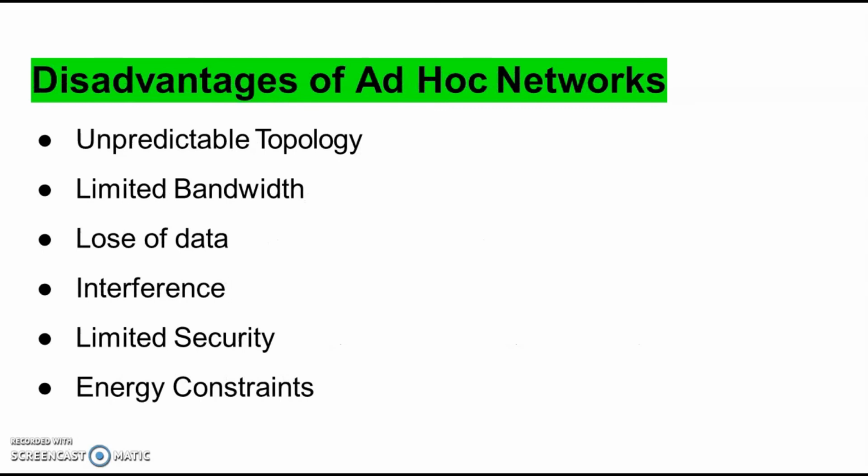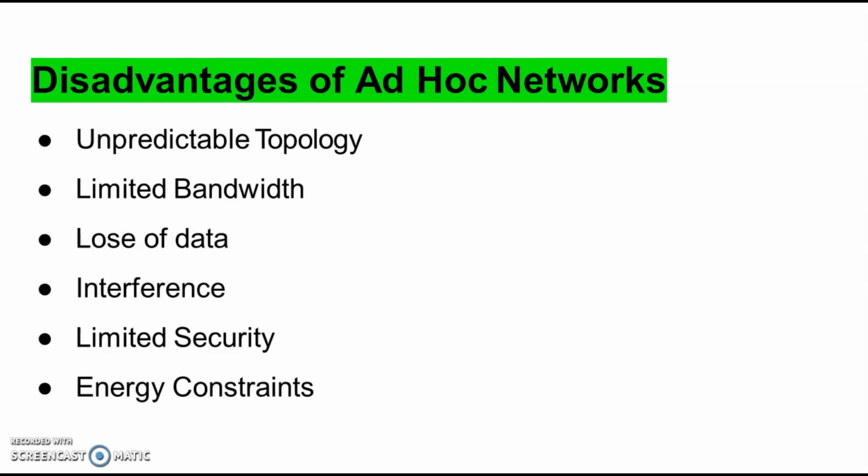Then the next one is the disadvantages of ad hoc networks. The main disadvantage is the unpredictable topology. We can't find out the topology of this network. But in an infrastructure network, a topology will be present, maybe a star topology or some other kind. Here no such topology will be there, because without any planning we establish or install this network. Hence there won't be any topology available. So that is the first one.